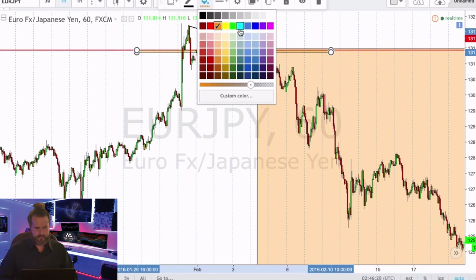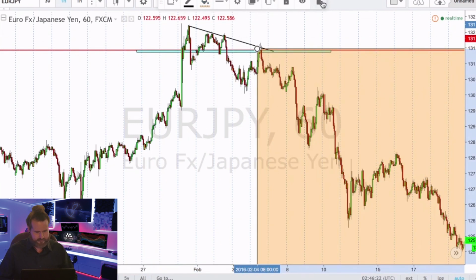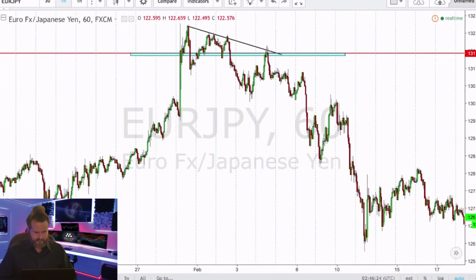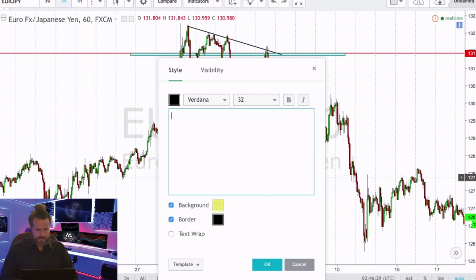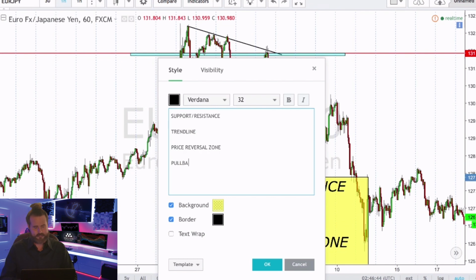Now look how simple this is by combining all of them together. So, first one, is there support or resistance? Trend line, that's the trend of the market, price reversal zone, and then pullback. Okay?